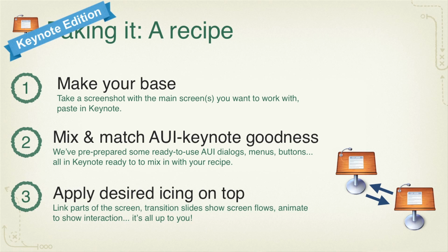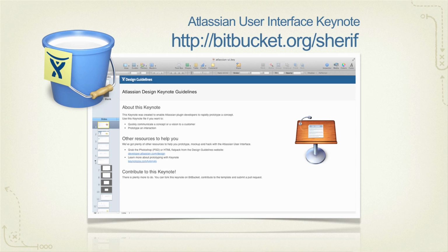Step 2, mix and match the ingredients you want on top of it. So what I've done is that prototype I showed you earlier of Workbox, the thing that took me the longest in that prototype was drawing all the Atlassian user interface dialogues, the buttons, the links, all that stuff. So I've created a generic Keynote file and put all those things into a Keynote file. So you have all those Atlassian user interface elements in a Keynote file, all vectorized, and you can click and you can drag them. And this is what it looks like.